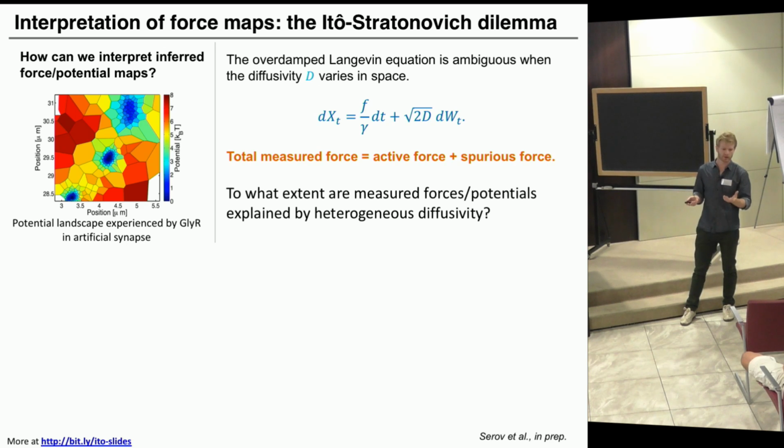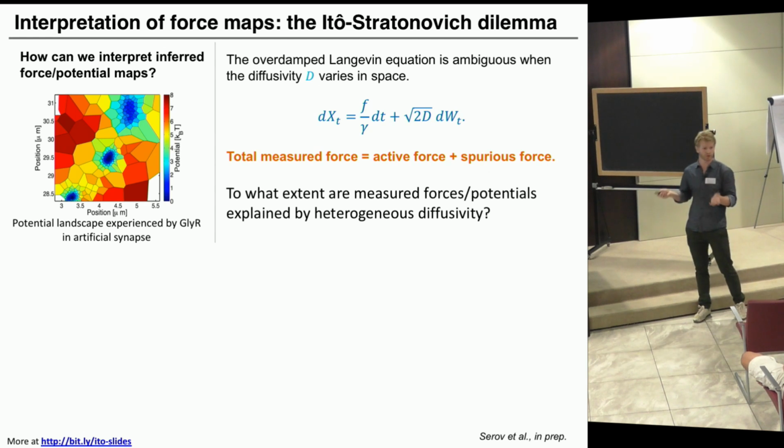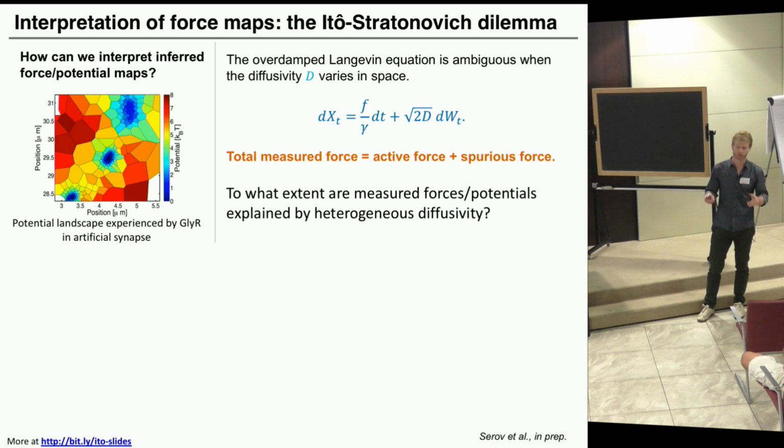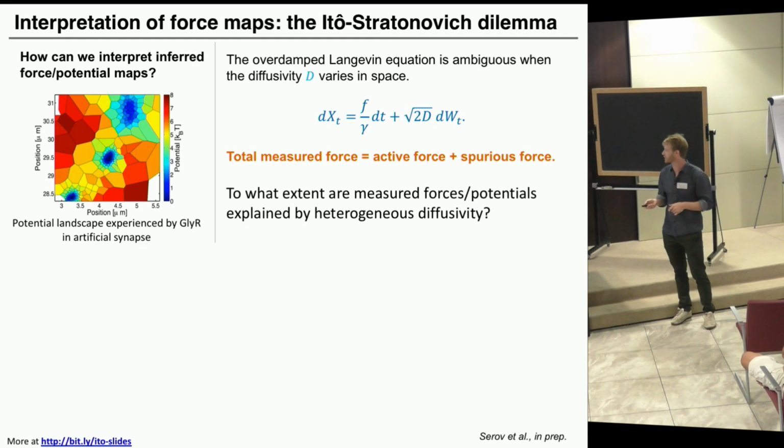So the idea is, to what extent can these drifts that we measure be explained just by varying diffusivity? If you use Fick's law, this is equilibrium physics, we know that we expect some drift just due to varying diffusivity. But if you use the Ito convention, there's not going to be any drift. And since we're in biology, we don't actually know anything about the statistical physics of the system. It's complicated.